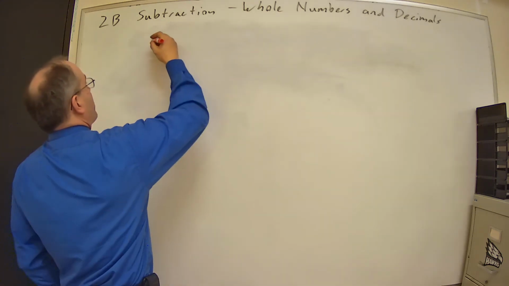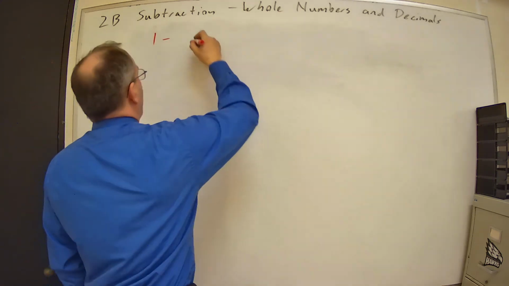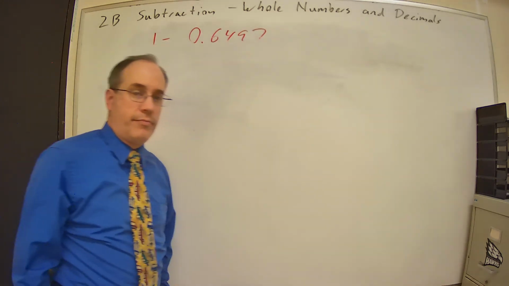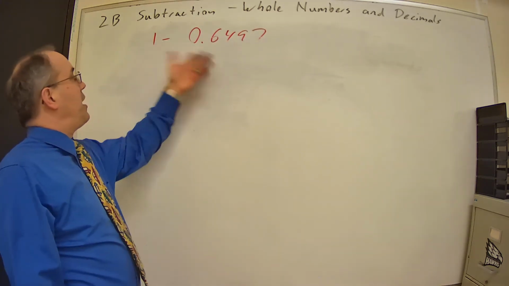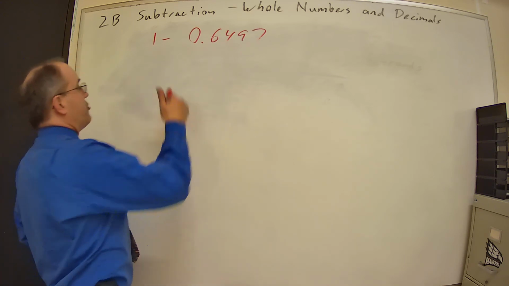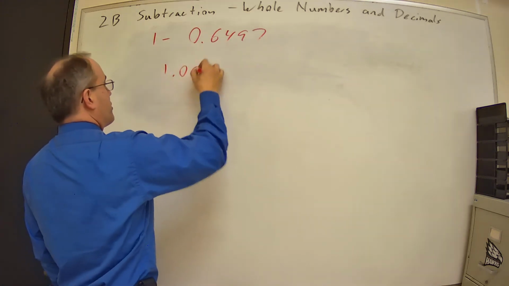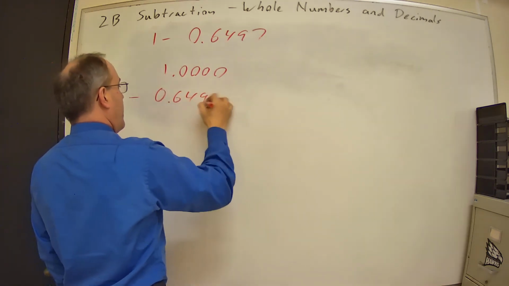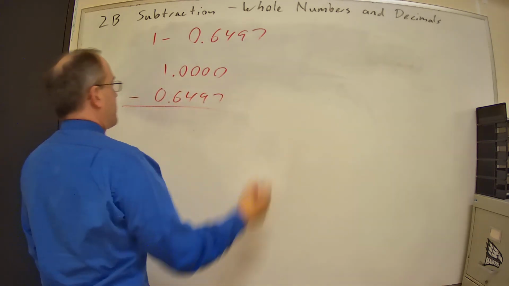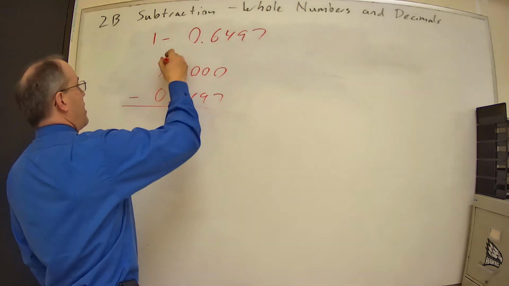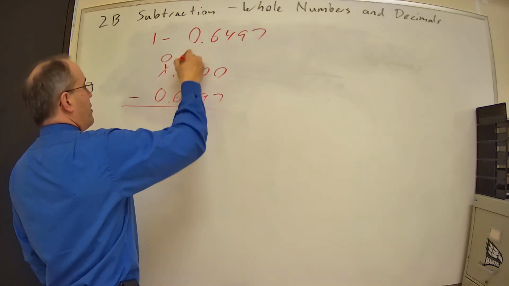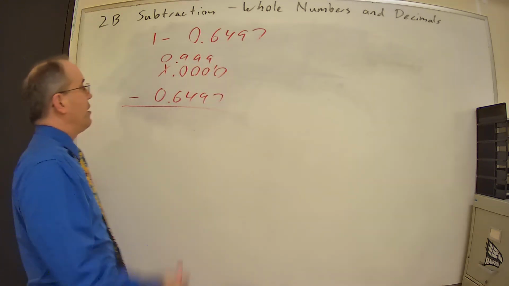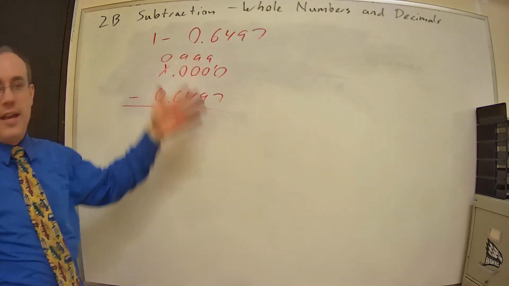What if I have something like 1 minus 0.6497? Now, that may look kind of complicated. We could draw that out as 1.0000 minus 0.6497. And then I can say, okay, well, that's going to reduce this down to 1 into 0. These are going to turn into 9s, and that's going to be a 10. So I could do that, and then I can subtract.